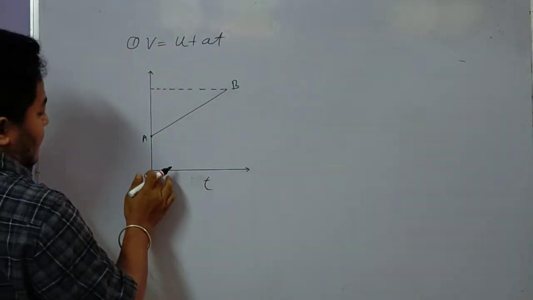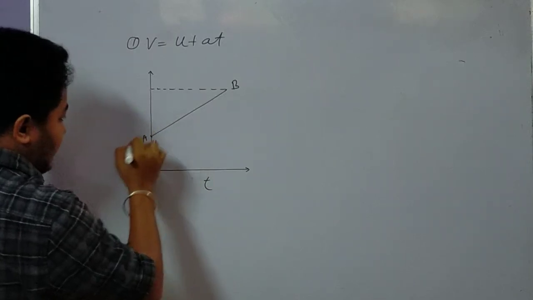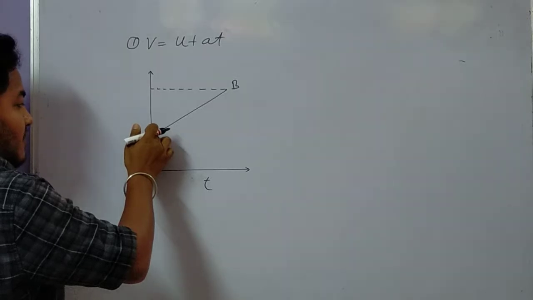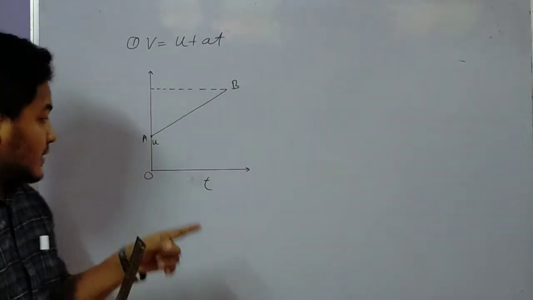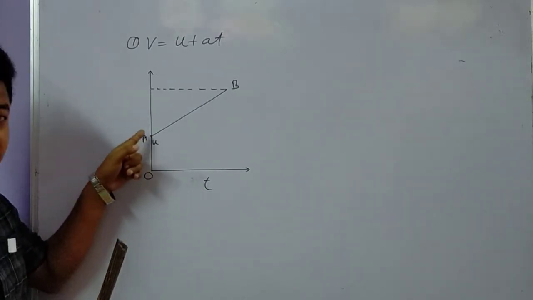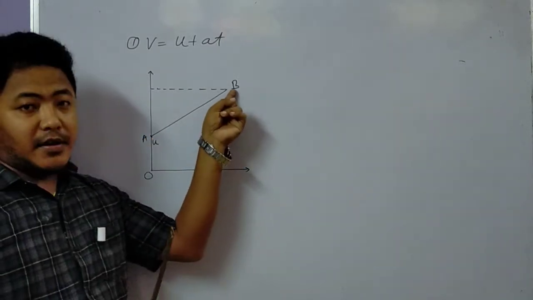And from 0 to O, this is your initial velocity. As you have known, this will be your initial velocity. Suppose this velocity has started from here and ended up here. Understand? The velocity has started from here, not from 0. It has started from a certain point, and it has ended at this particular point B.